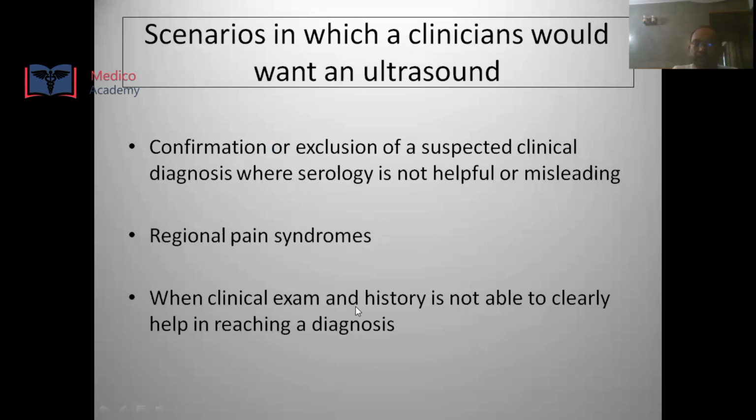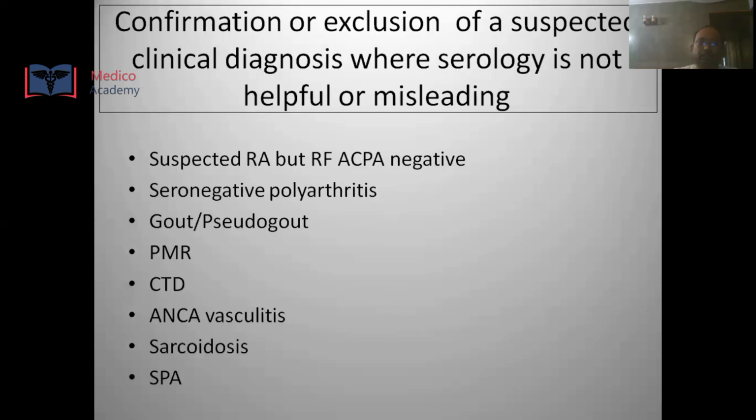Coming to various scenarios, the three common scenarios where the clinician asks for ultrasound are confirmation or exclusion of a suspected clinical diagnosis where serology is not helpful, regional pain syndromes, and when clinical exam and history are not able to clearly help in reaching a diagnosis. The first scenario is confirmation or exclusion of a suspected clinical diagnosis where serology is not helpful, such as in case of suspected RA but the RA factor and ACPA are negative. In case of seronegative polyarthritis, gout and pseudogout, polymyalgia rheumatica, connective tissue disorders, ANCA vasculitis, sarcoidosis, and spondyloarthritis. In this case, I will show you examples individually of how ultrasound is helpful in differentiating these conditions.